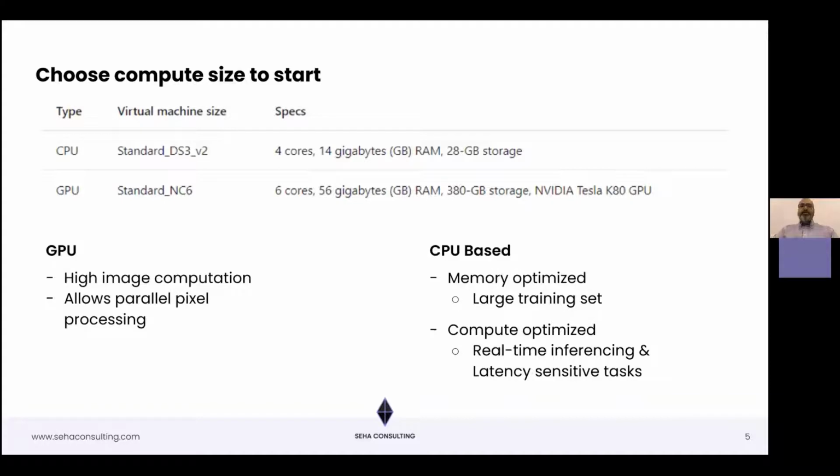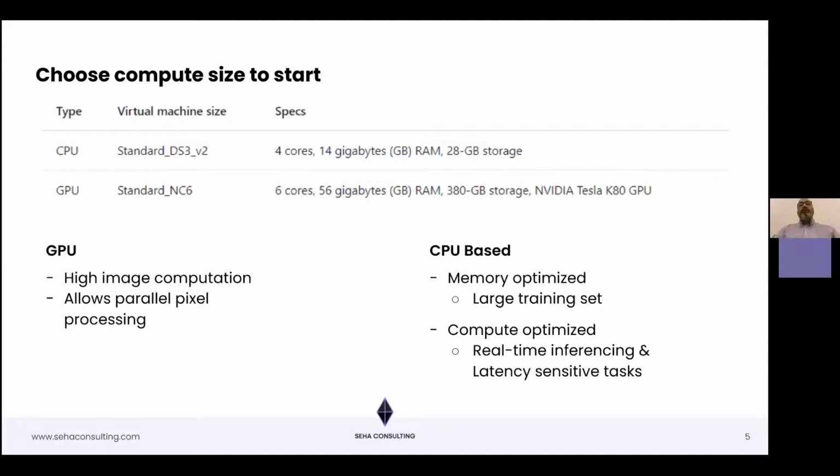Azure Machine Learning. So as you notice, there's two types of computes I mentioned. One is CPU-based, one is GPU-based. These are like different VM families Microsoft gives you. GPU-based are generally better for high image computation. They allow parallel pixel processing, and for deep learning models that are doing image classification, GPUs work well.